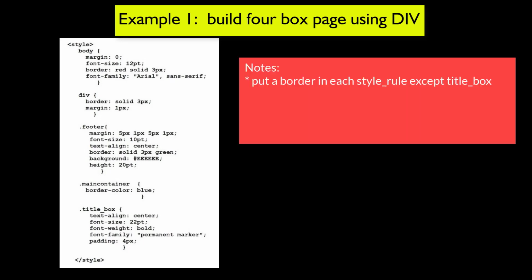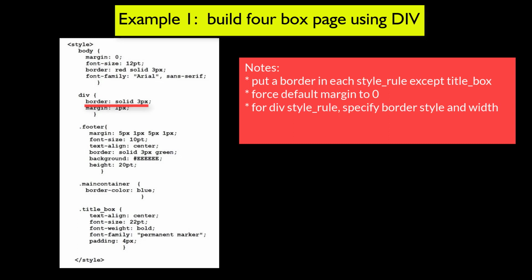For notes, I put a border in all of the style rules except title box. Having a set of borders of different colors helps you see where the box boundaries are drawn. I usually remove the borders when I'm done. The default padding and margin values vary for each browser, and users can often change them. I found out that my Firefox browser had a margin I didn't want, so I forced it to 0 in the body style rules. For the div style rule, I specified border style and width.